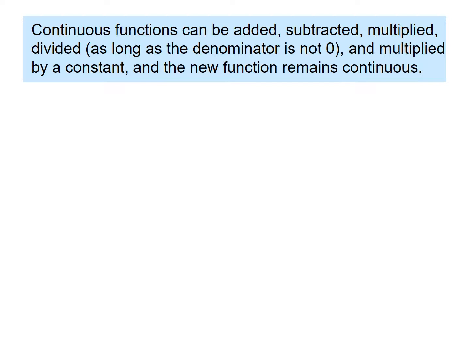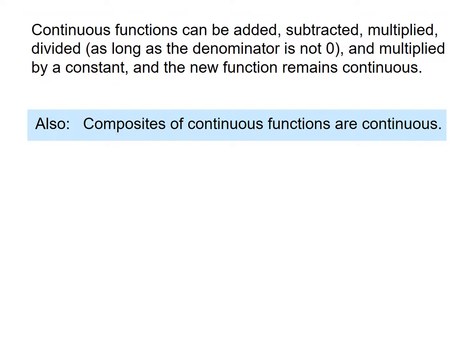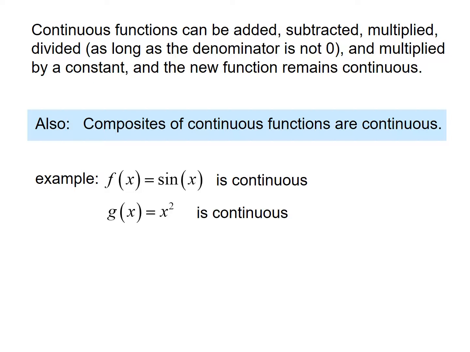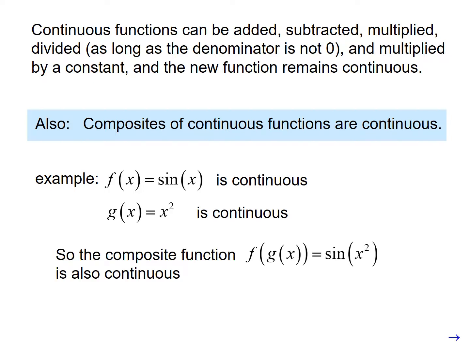If we have a function that's continuous, or multiple functions that are continuous, we can add, subtract, multiply, divide, and very importantly also we can make composite functions that are also continuous. So f of x equals sine x, that's continuous. X squared is continuous, so sine of x squared is also continuous.